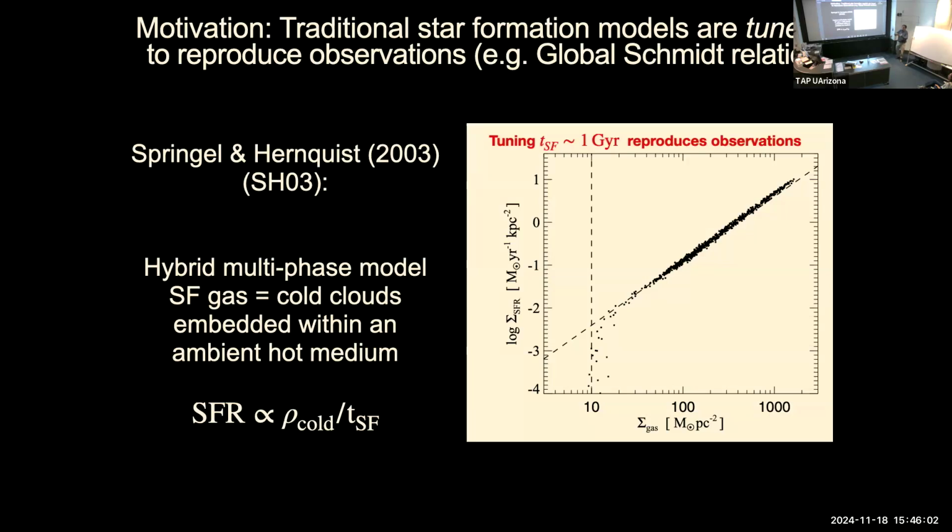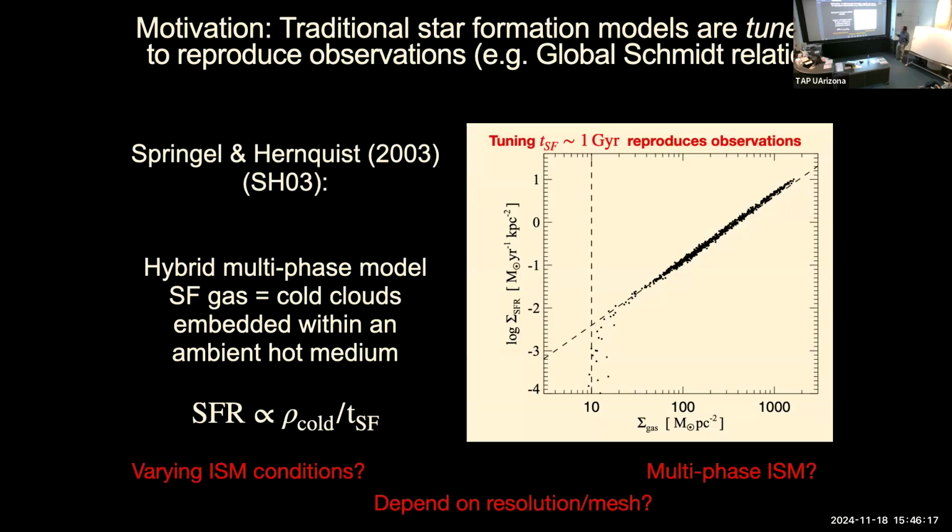But if I try to develop a model from first principles without tuning to the observation, then I can say okay, maybe I get closer, maybe I need to add feedback, so you can gradually play with the physics to know what is more important to match something like this. The other problem is that most of the simulations on the market don't have varying ISM conditions. They probably also depend on the resolution, and this is very problematic.